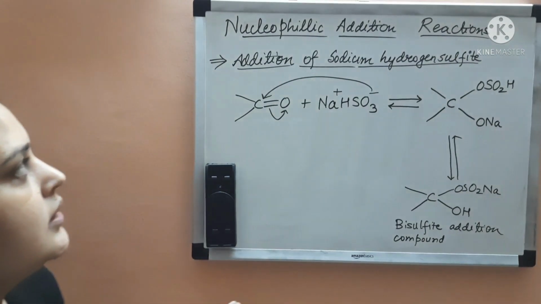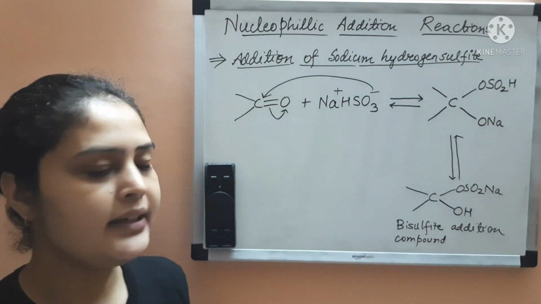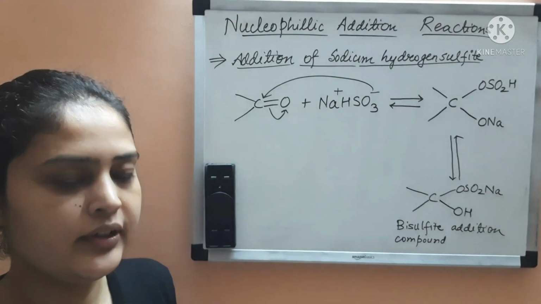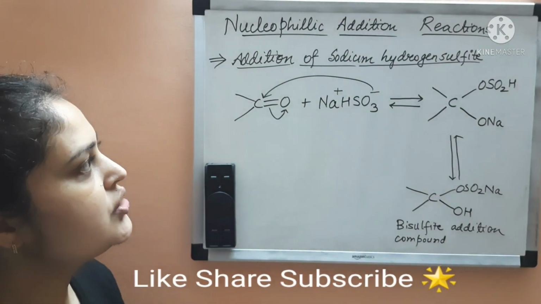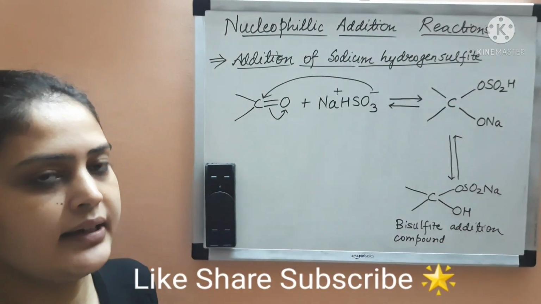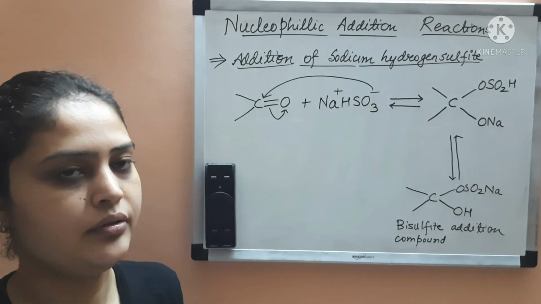So this was one of the methods of nucleophilic addition reaction. In the next lecture, we will study one more example of nucleophilic addition reaction, that is the addition of Grignard reagent to the aldehydes and ketones, and that is very much important for your further studies also.